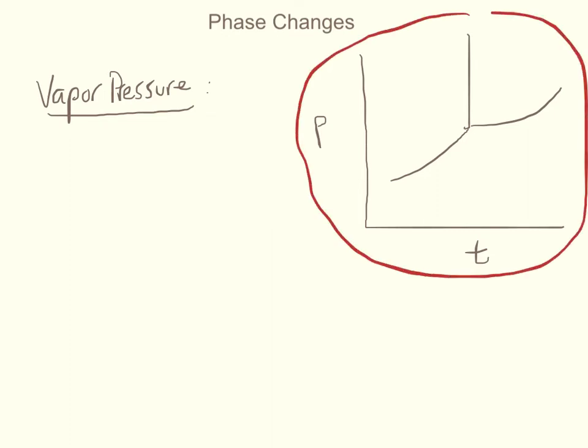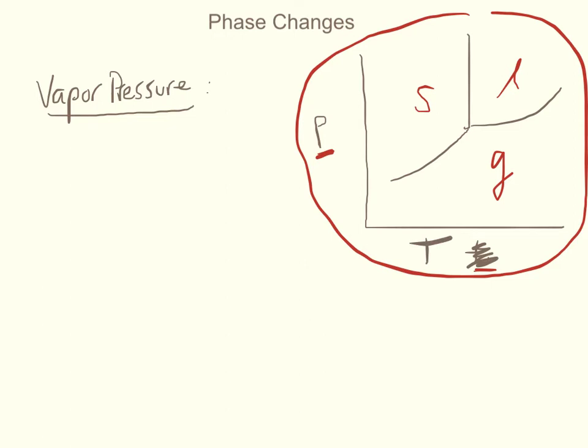So the way these usually look is we have solid, a liquid, and a gas. And what this shows us is we always have pressure on the y-axis, and we always have, this looks like a lowercase t for time. This should actually be a capital T for temperature.